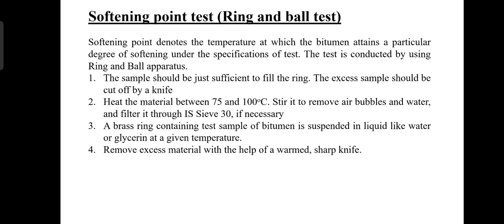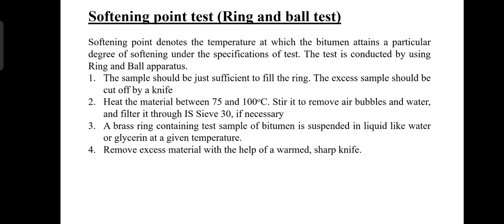So the next test is the softening point test, or simply we call it the ring and ball test. The softening point denotes the temperature at which the bitumen attains a particular degree of softening under the specification of the test. The test is conducted by using ring and ball apparatus. The sample should be just sufficient to fill the ring. The excess sample should be cut off by the knife.